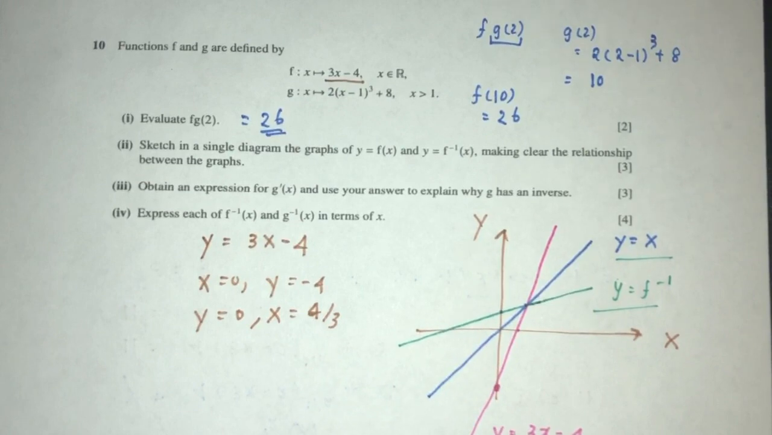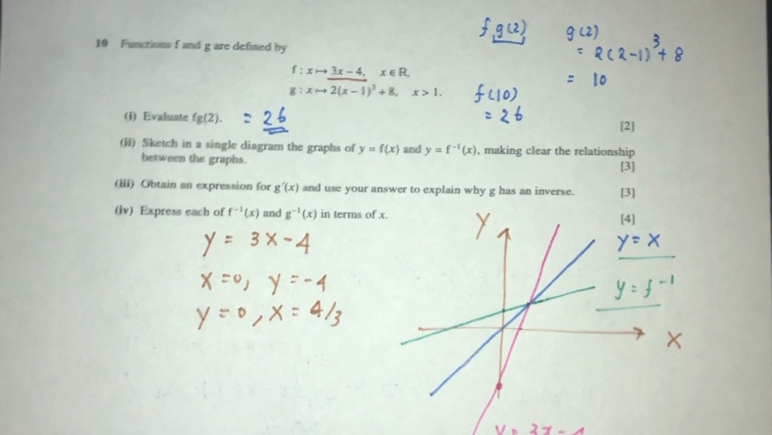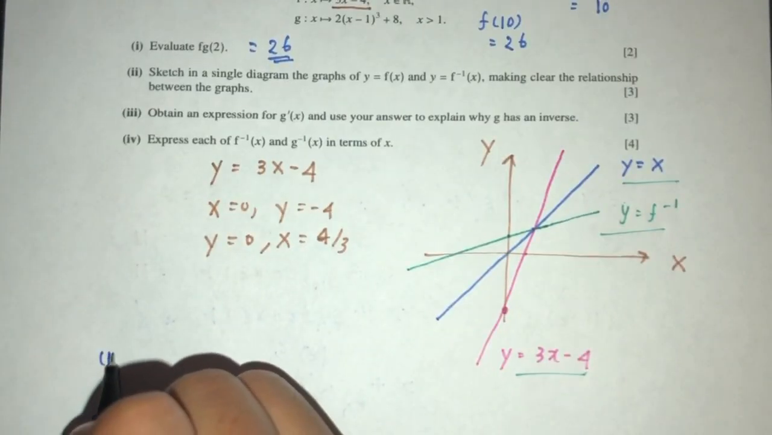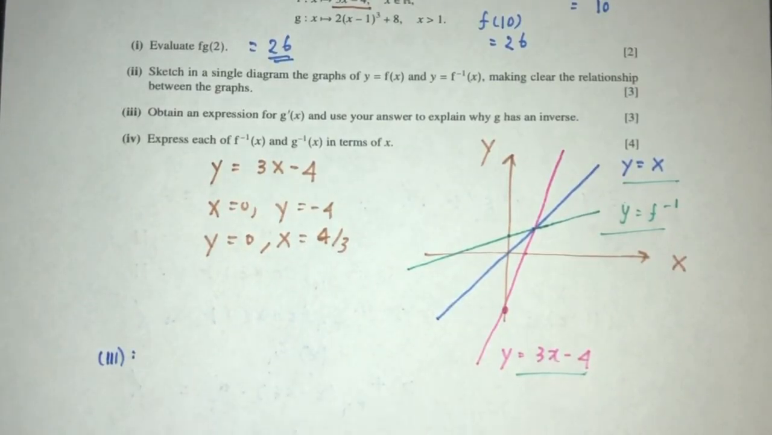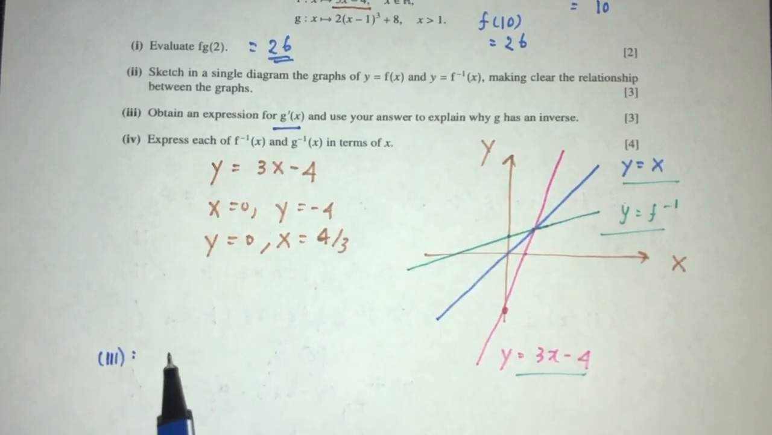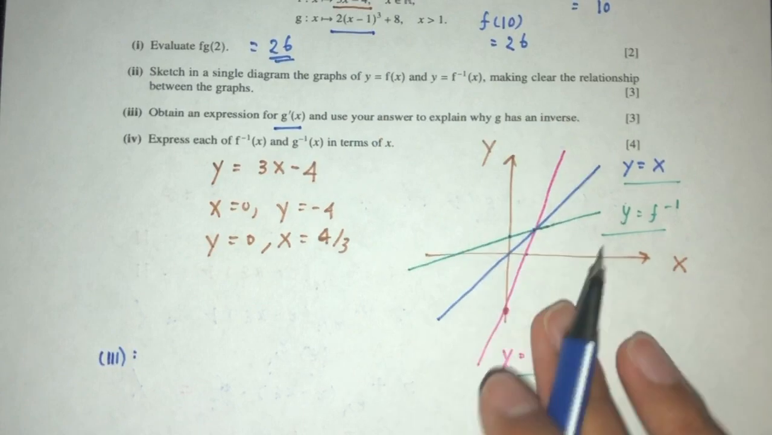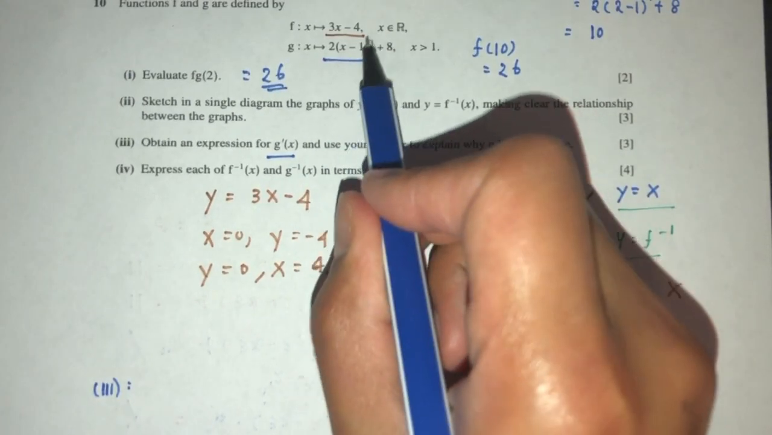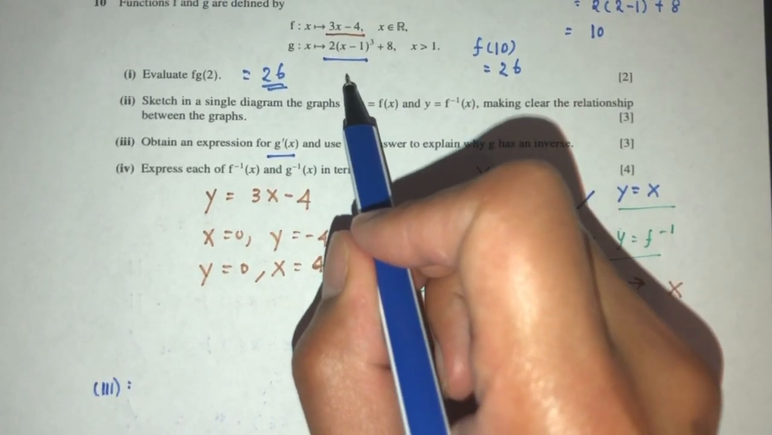We have to obtain an expression for g prime of x and use your answer to explain why g has an inverse. Pretty easy. So part 3, what is g prime of x? So g prime of x is differentiating this one. That will give you, first, multiplied by the power. That should be 6.